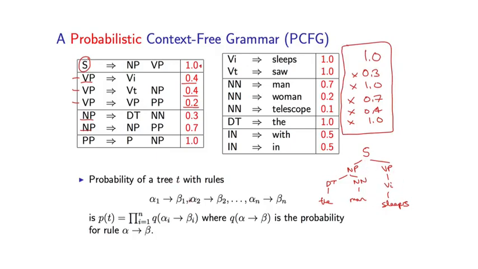So more abstractly, if a tree has rules alpha 1 goes to beta 1, alpha 2 goes to beta 2, up to alpha n goes to beta n, where alpha is the left-hand side, a non-terminal for each rule, and beta is the sequence of non-terminals on the right-hand side, then the probability for the tree is the product of these parameters. So I write Q. For example, Q of VP goes to VT NP is equal to 0.4 in this grammar. So each rule has a parameter, Q of that rule, which is some probability. The probability for an entire tree is the product of these Q terms, just as I illustrated here.